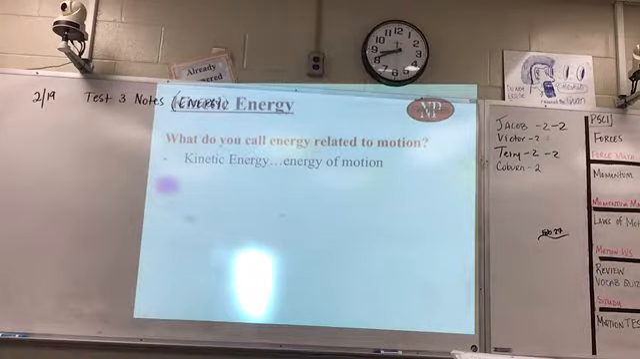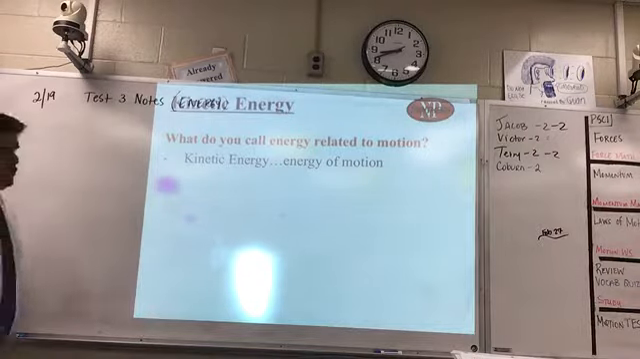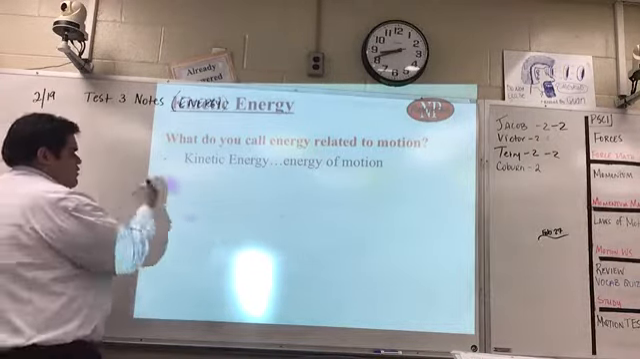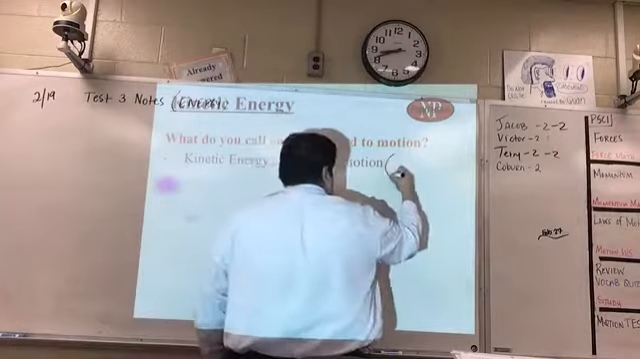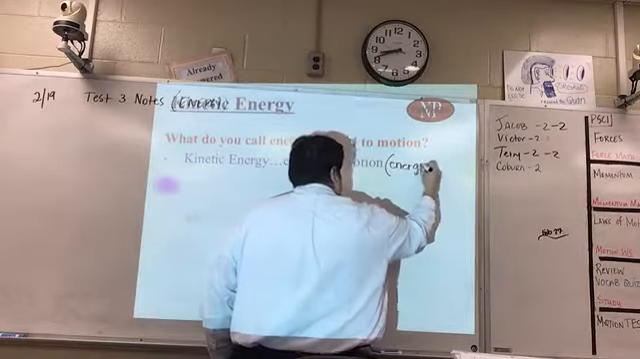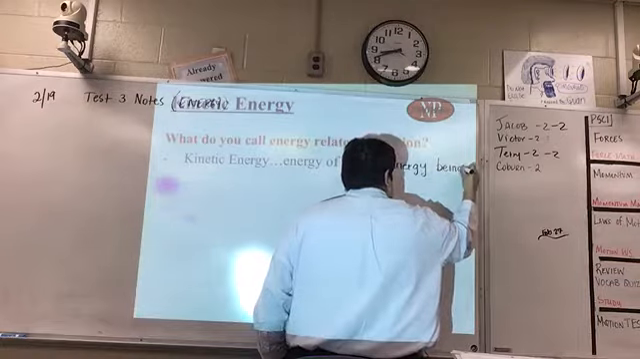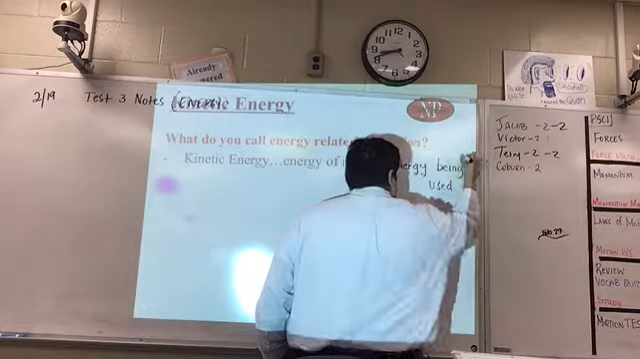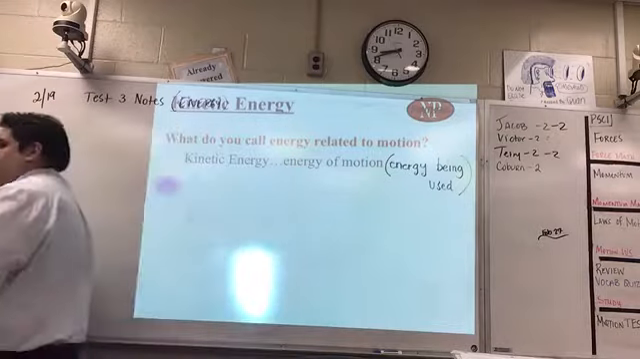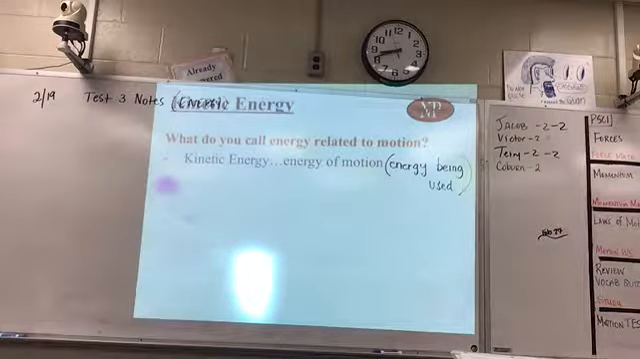So when we're talking about energy, one of the categories we talk about is whether it is being used or not being used. So another definition I'm going to give you underneath energy of motion is energy being used. Because I like to think of energy like money. Either you're saving money or you're spending money. That's the only two categories it fits under.